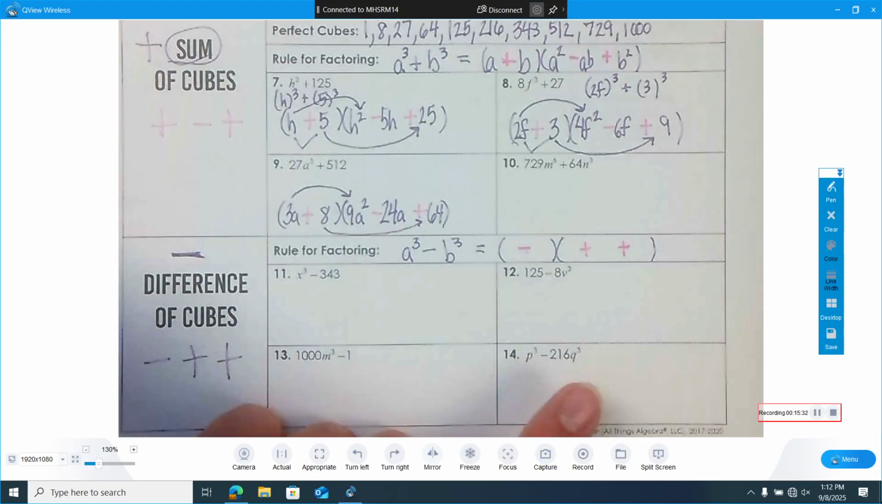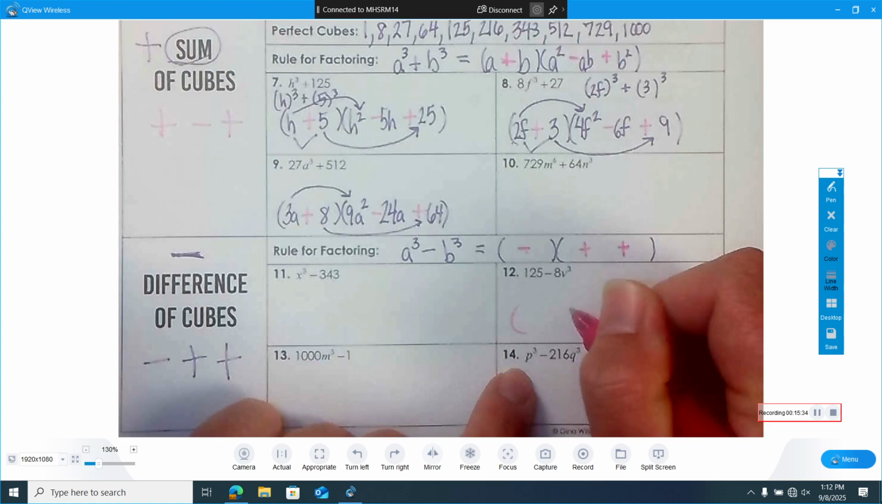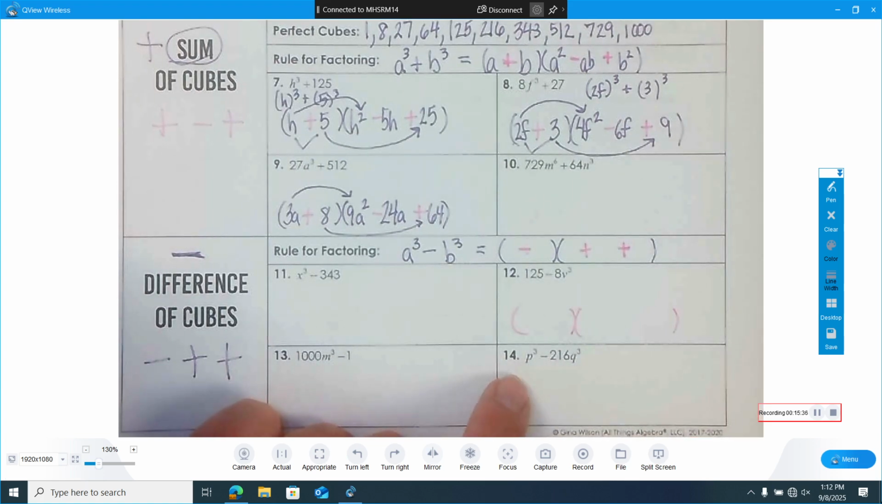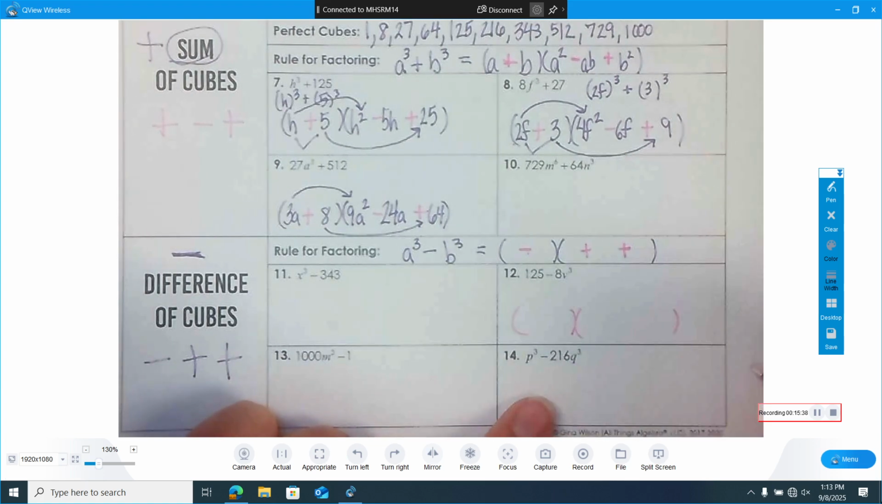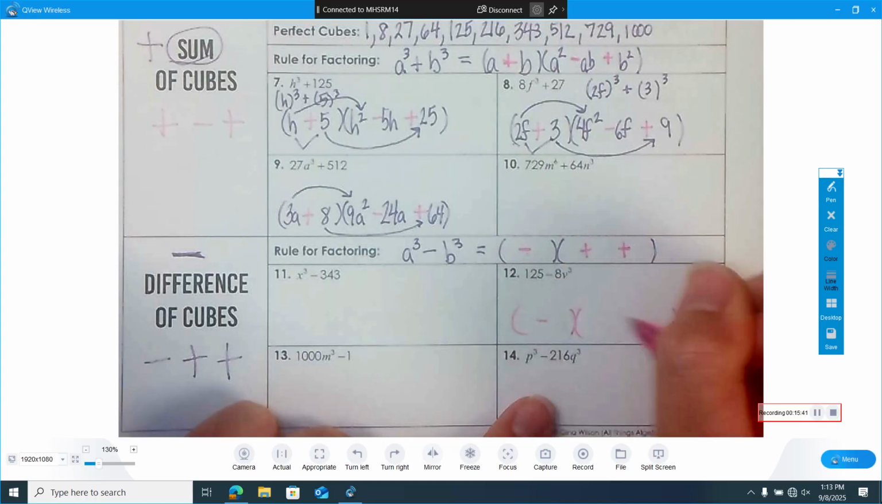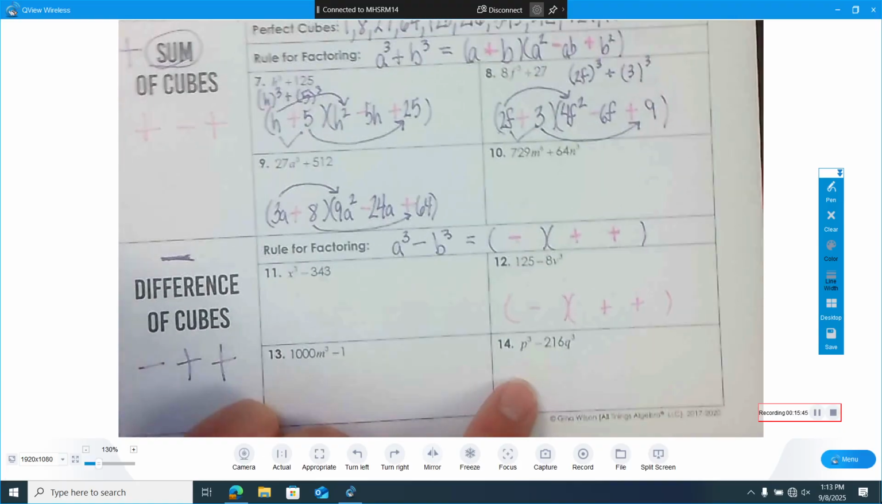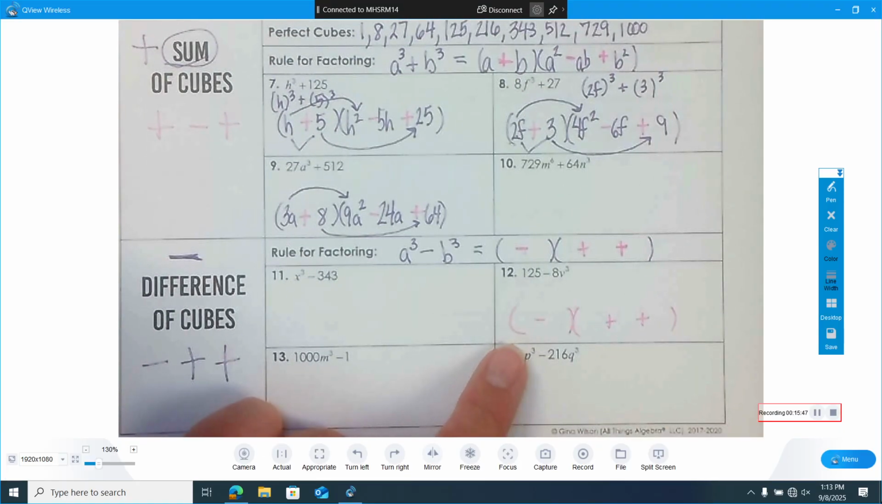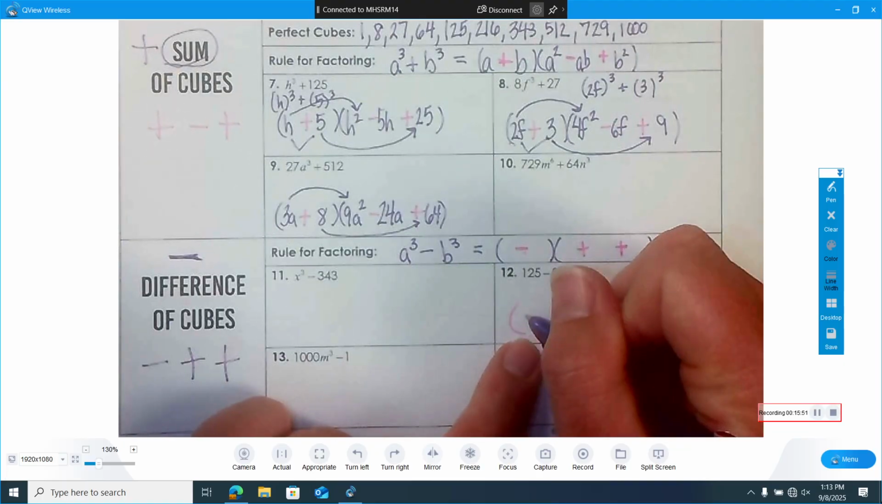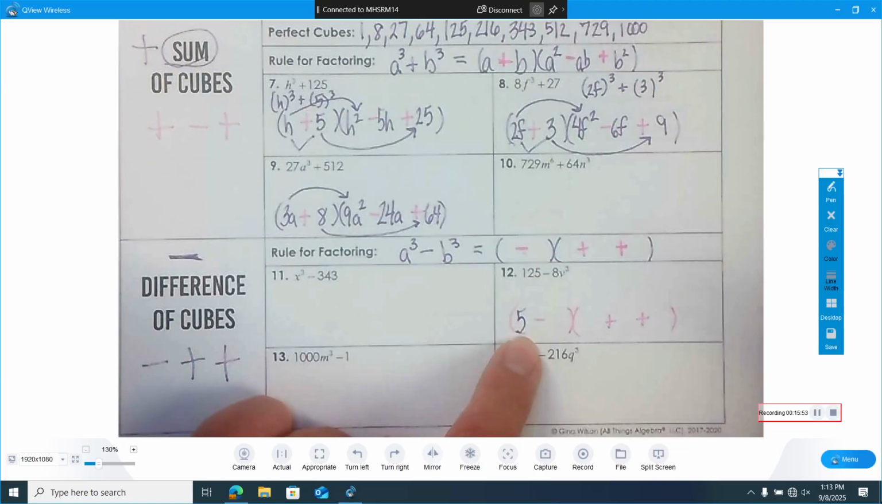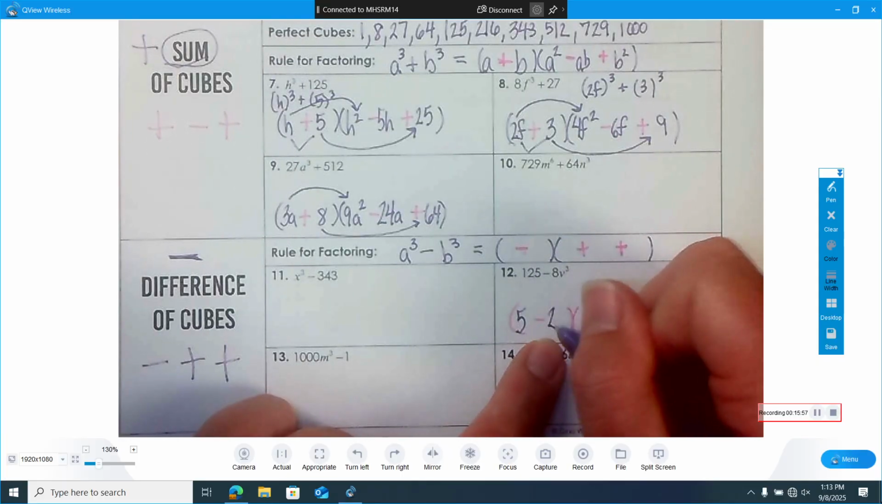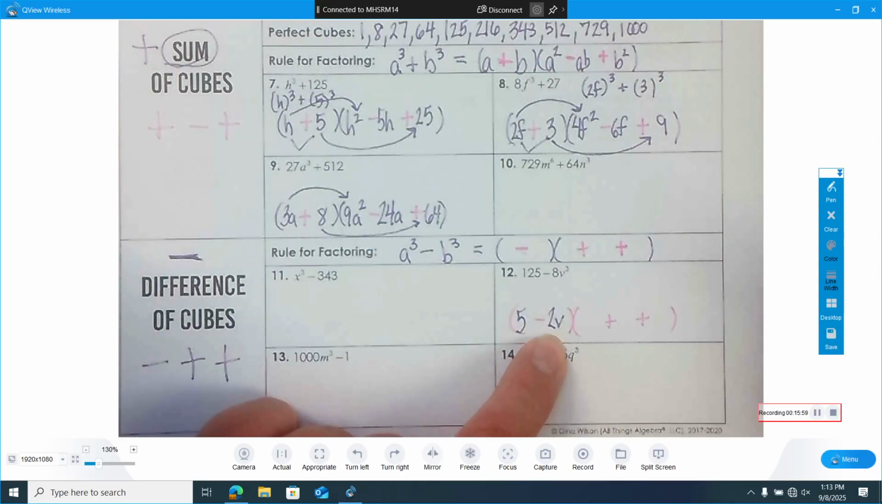Let's look at number 12. It's going to be small bubble, big bubble. And what do the signs do? Minus, plus, plus. Good. What gets me 125? What times what? 5, good. And how do we get 8v cubed? 2v, very good. 2v times 2v times 2v would get me the 8v cubed.